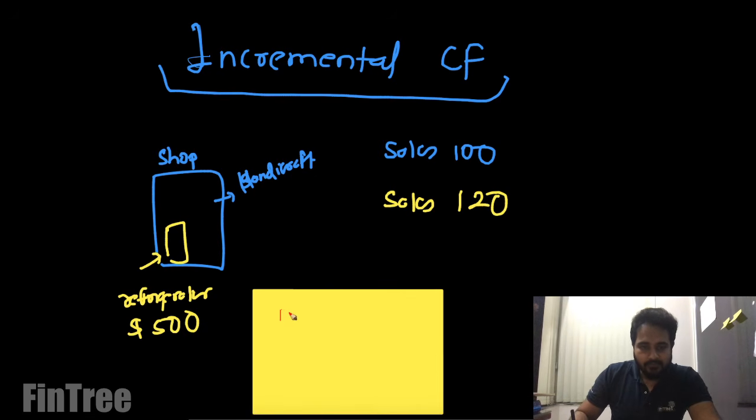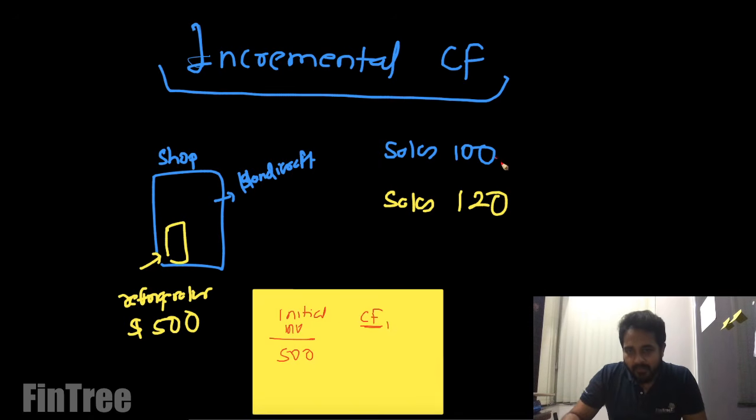Initial investment is 500, because to buy that refrigerator I have to pay 500. But my cash flow in year 1, I will not take 100, I will not take 120, I will take 20. That's the incremental cash flow for year 1. Of course, in future the cash flow will change. I'm just giving you an example of how to think on an incremental basis.